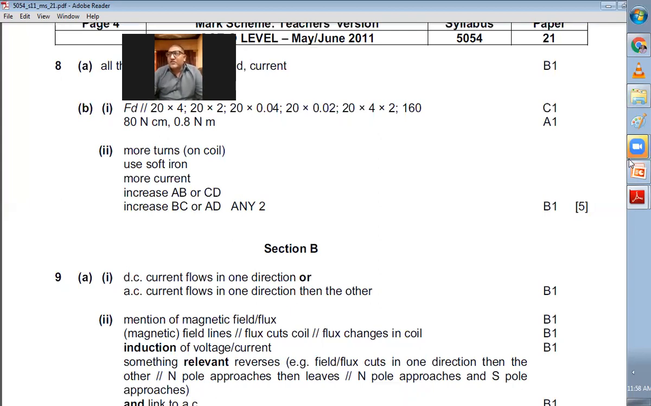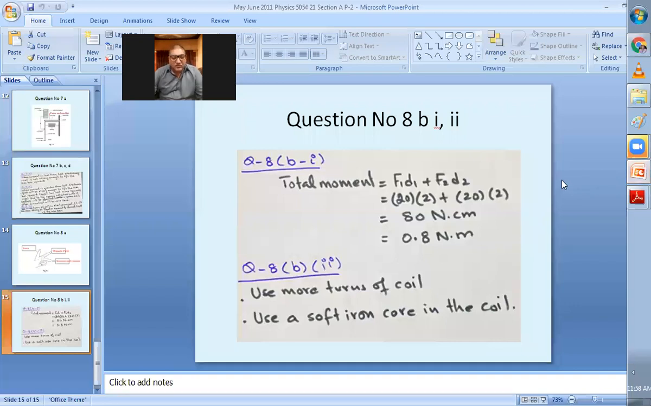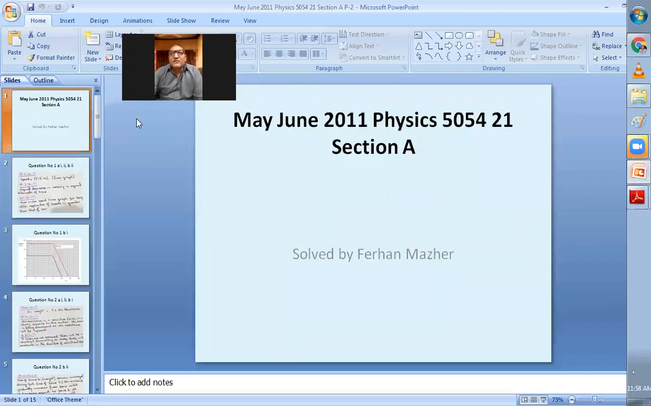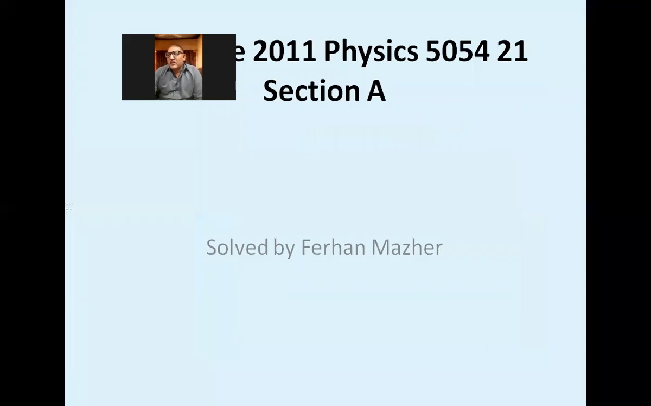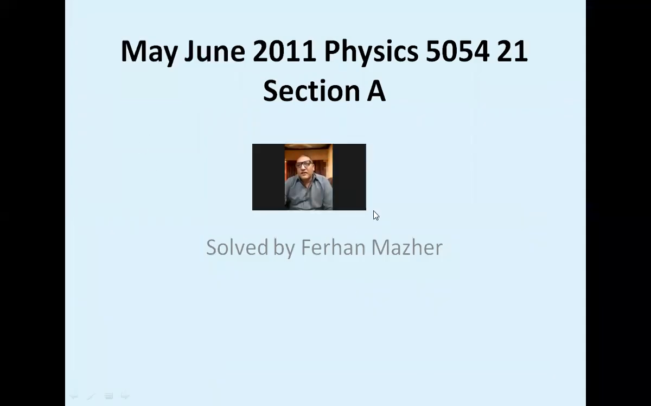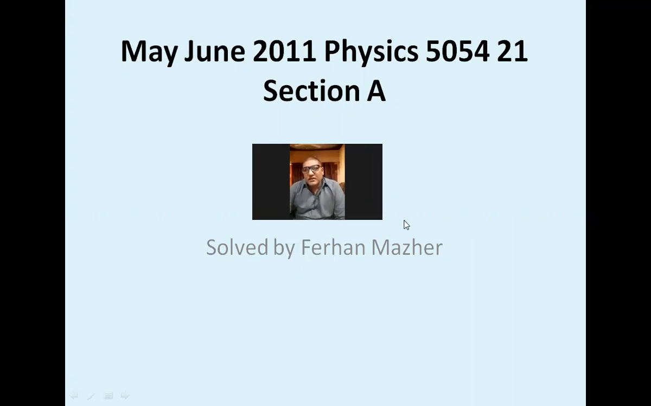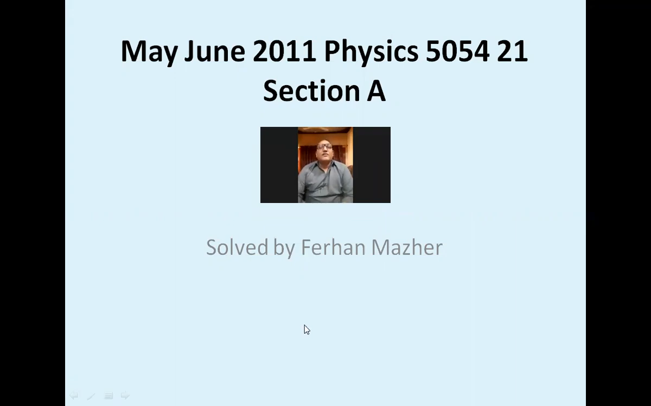So, my dear students, by doing this question, we have reached the end of section A of this paper. Today in this session, we have done section A of this paper. Today we have attempted May, June 2011, Physics 5052/1. And section A of this paper belongs to zone 1.